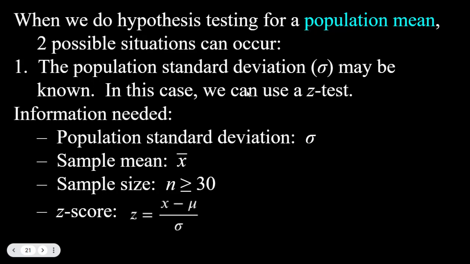Number one, the population standard deviation, sigma, may be known. And in this case, we would use a z-test. If you know the standard deviation for the population, you would use a z-test. The information that you would need in order to do the hypothesis test would be that sigma value that you know, the sample mean, x bar. You need the sample size to be greater than or equal to 30. And then you would need your z-score.